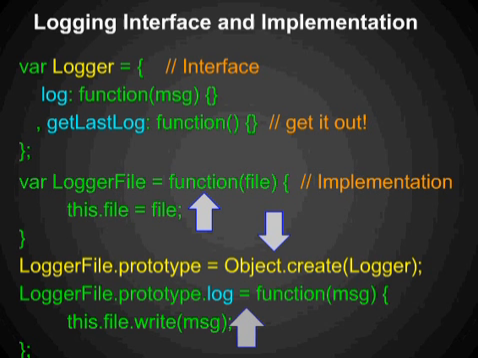I'm going to announce to the world that I am going to implement the logger interface for this object. And then finally, I'm going to blow through and override all the interface methods on the prototype. Here's the log one. I didn't have room on the slide for get last log, but you can imagine what that one looks like. And what's interesting here is that this one implements the logging interface. I so happen to be logging to a file.